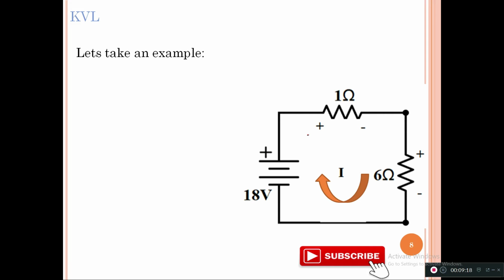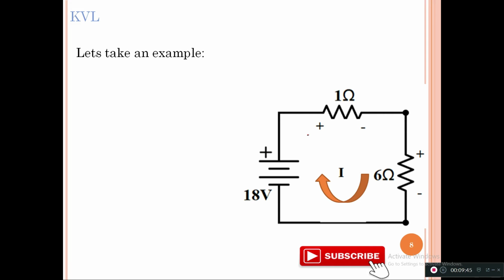Okay, so we will try to understand the difference between the conventional current and electron current, and we will see if there is any change if we take the direction of the conventional current and if we take the direction of the electron current. Okay, so let me take the first case. I am discussing the conventional current here. So here you can see that current I, with the orange arrow I am showing, is entering the negative terminal of the battery 18 volt.